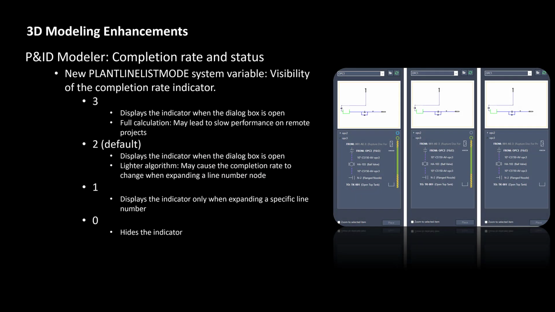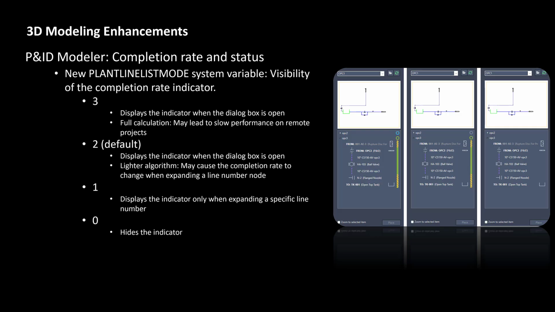To control how and when these indicators appear, there's a new system variable called PLANTLINELISTMODE. You can fine-tune the behavior depending on your project size and performance needs. Mode 3 shows indicators everywhere but uses full calculations and can be slower on remote projects. Mode 2, which is the default, uses a lighter algorithm and balances visibility with performance.